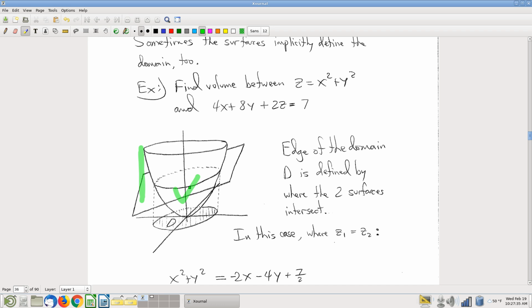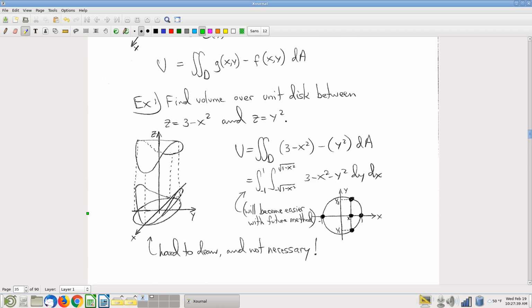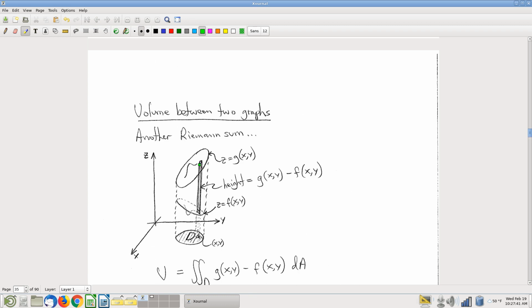But if one of the functions happens to be negative, it doesn't matter. The point is, this height is still height, independent of whether some of the height is below the xy plane. Who cares? It doesn't matter. So think of it from a Riemann sum point of view. Doesn't matter.